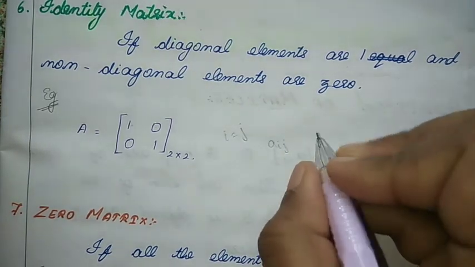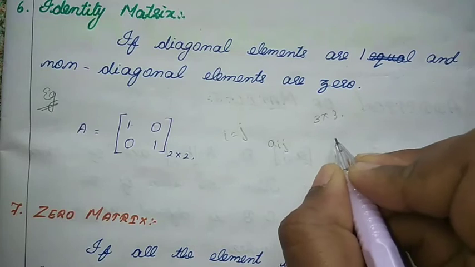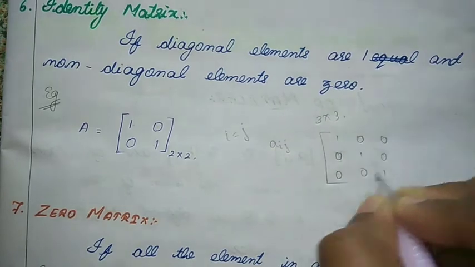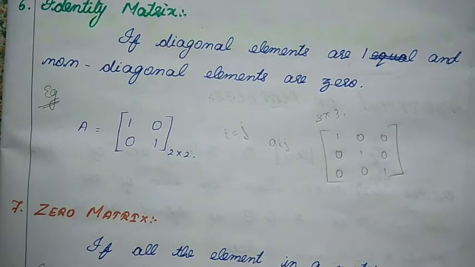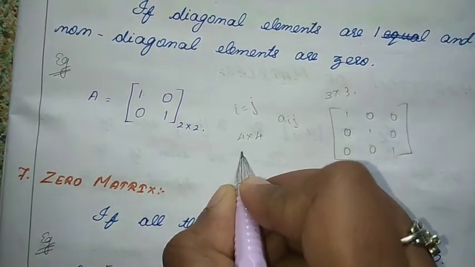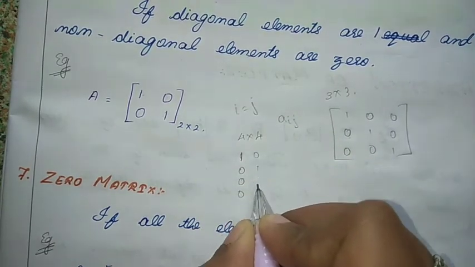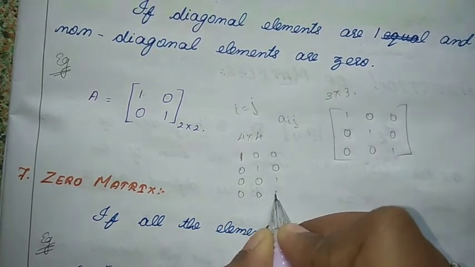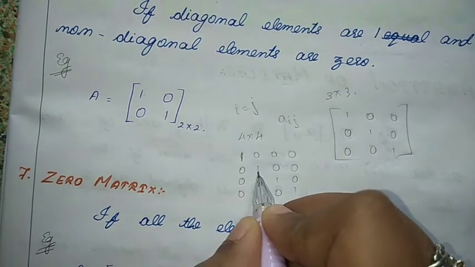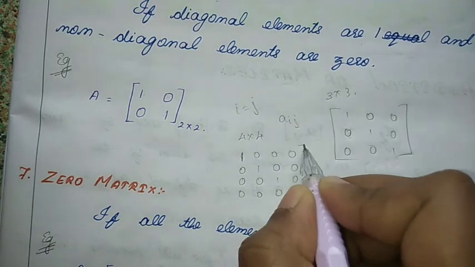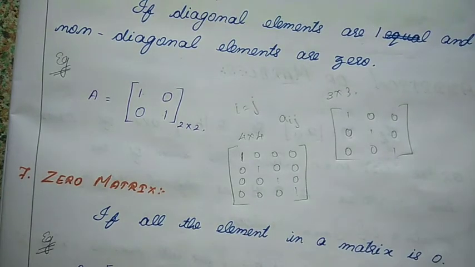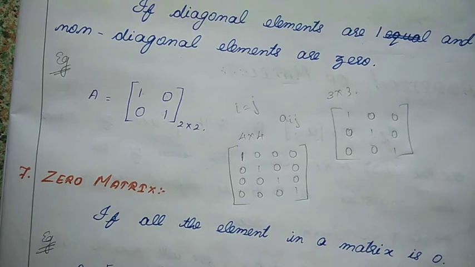When we take 3 by 3 matrix, 1 0 0, 0 1 0, 0 0 1, this is the identity matrix for 3 by 3. For 4 by 4, it will be 1 0 0 0, 0 1 0 0, 0 0 1 0, 0 0 0 1. See, this is A11, this is A22, this is A33, this is A44. So all the diagonal elements are 1 and other non-diagonal elements are 0. Then it is called identity matrix.